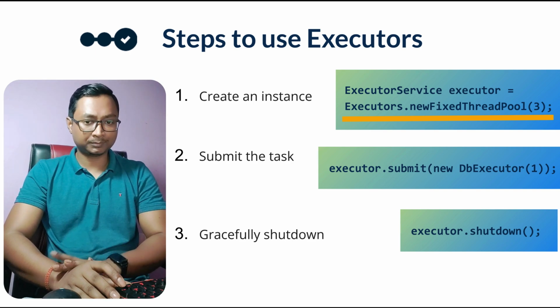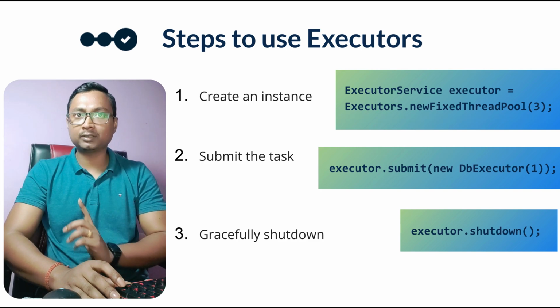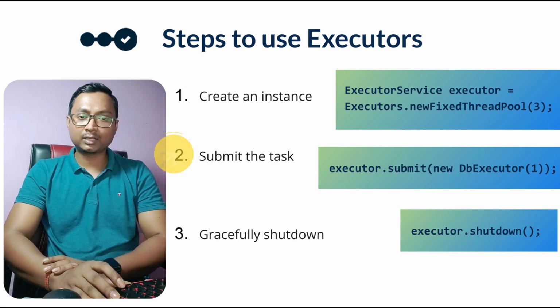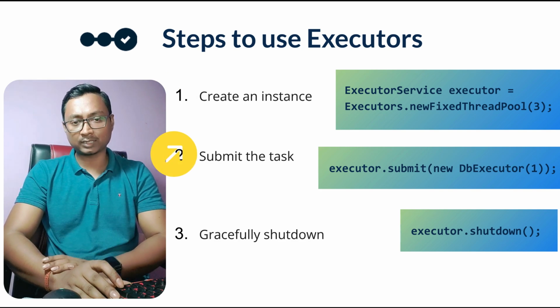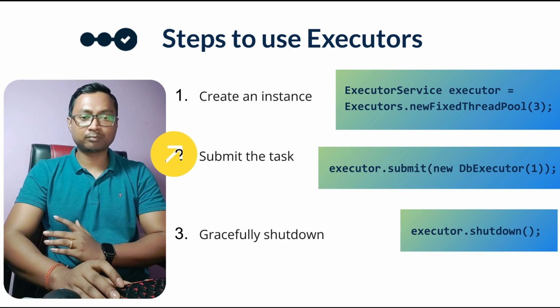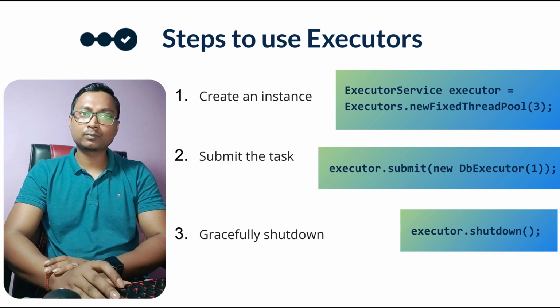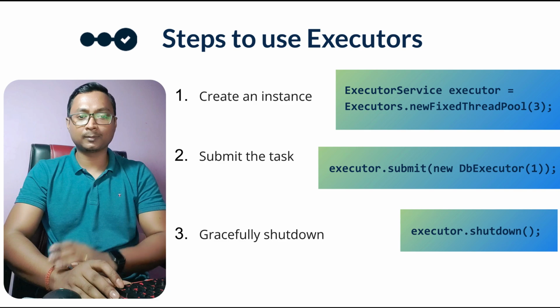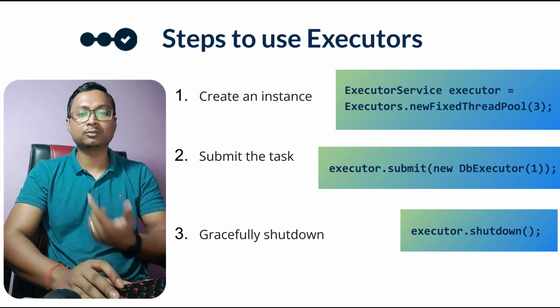Technically there are just 3 steps. The first one is you create the instance of the desired implementation that you want to use. The second one is you submit the task that you want the worker to execute. This can be one task or any number of tasks, theoretically. And after your tasks have been executed, you also have to make sure that you shut down the executor gracefully. If you do not shut down, the executor will not shut down itself, so your worker threads would be waiting for new tasks to be submitted.